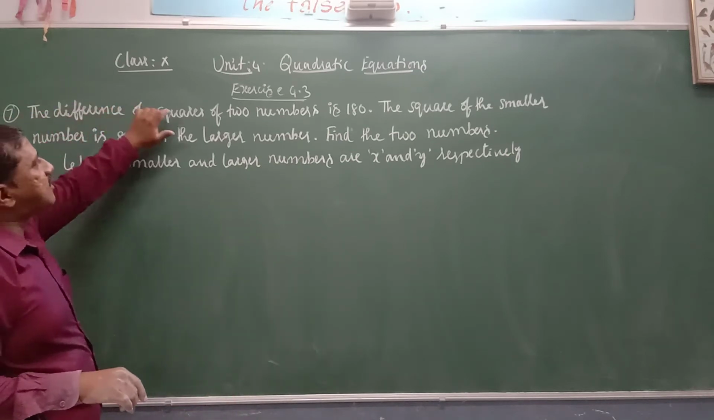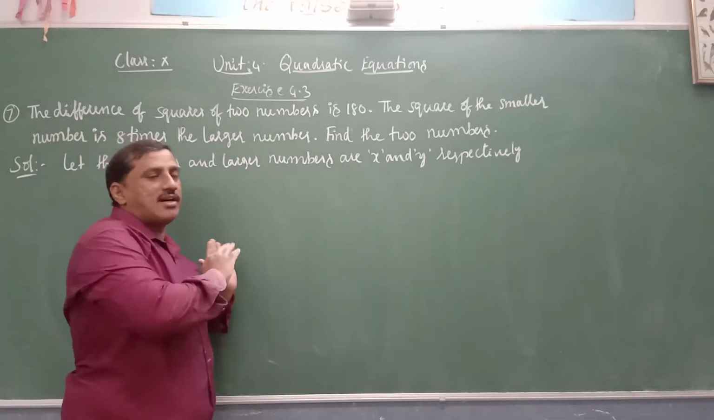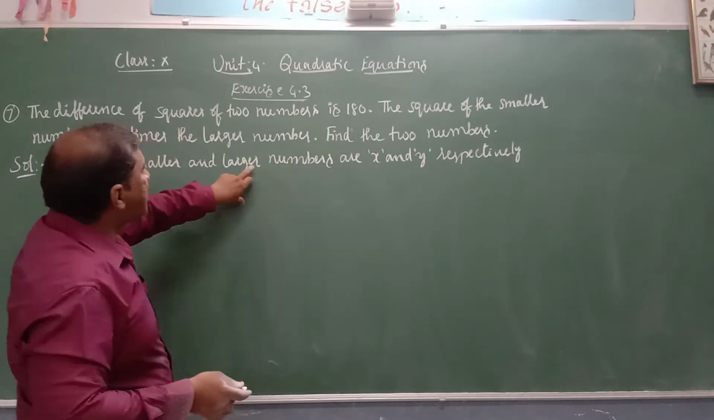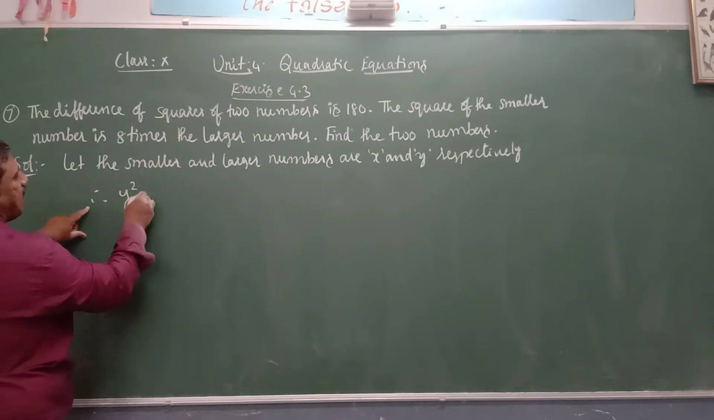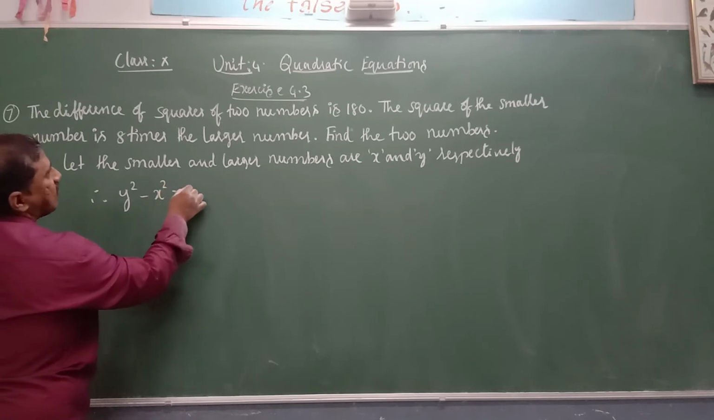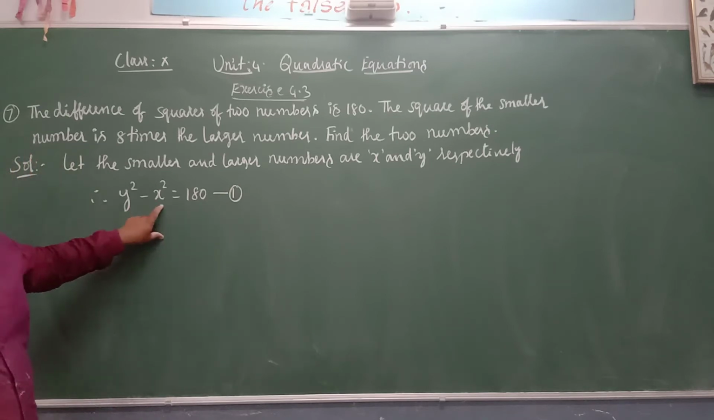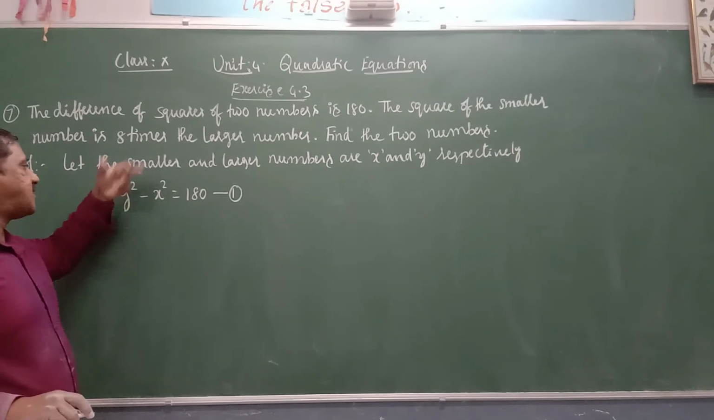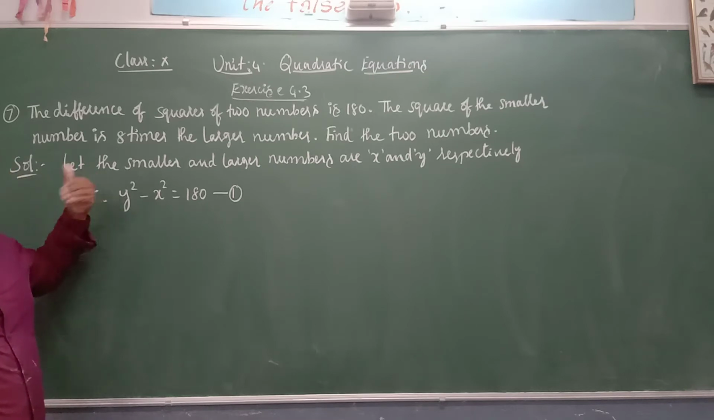The difference of squares of two numbers is 180. Difference means subtraction, the subtraction of the larger number and the smaller number. That is the difference of their squares. Here the larger number is y. Therefore it is y squared minus x squared equals 180. Take this as equation 1. The smaller number is x, therefore its square is x squared. The larger number is y, its square is y squared.